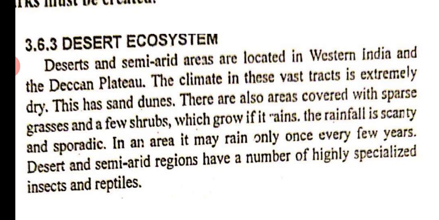These deserts and semi-arid areas are located in western India and the Deccan Plateau. The climate of these vast tracts is extremely dry. Dry in the sense that there is no rainfall. One thing, there are no trees there, so there is no transpiration. There are no water bodies where evaporation will take place. So the moisture in the air is very low.